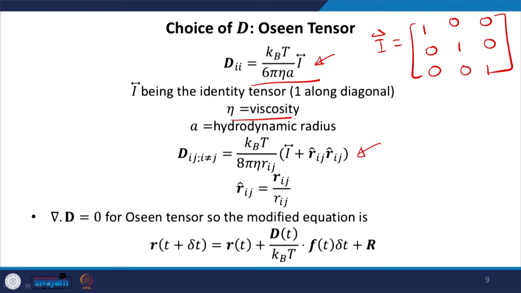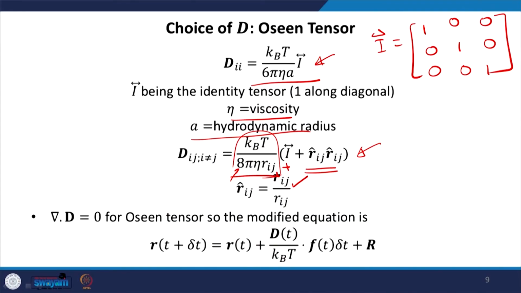Eta is the viscosity and a is the hydrodynamic radius that can be found from experiments. Dij for i not equal to j is given by something with a similar prefactor, but there is an 8 here. Again we have an identity tensor in the beginning, and then we have the dyad comprised of the unit vector for the distance between i and j, or displacement vector between i and j. The unit vector is defined as the displacement vector divided by the magnitude of the displacement between i and j.